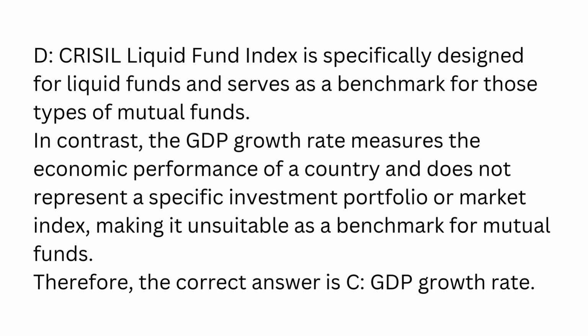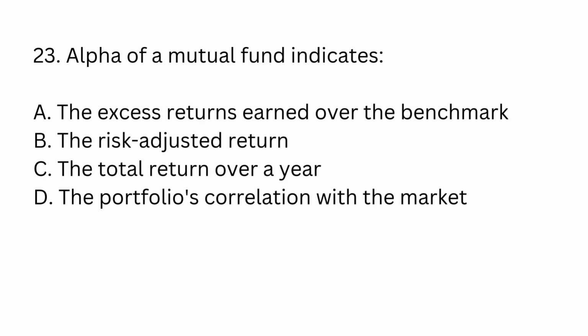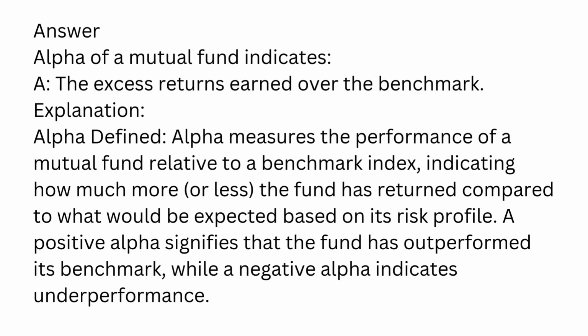23. Alpha of a mutual fund indicates: A. The excess returns earned over the benchmark. B. The risk-adjusted return. C. The total return over a year. D. The portfolio's correlation with the market. Answer: Alpha of a mutual fund indicates A. The excess returns earned over the benchmark.